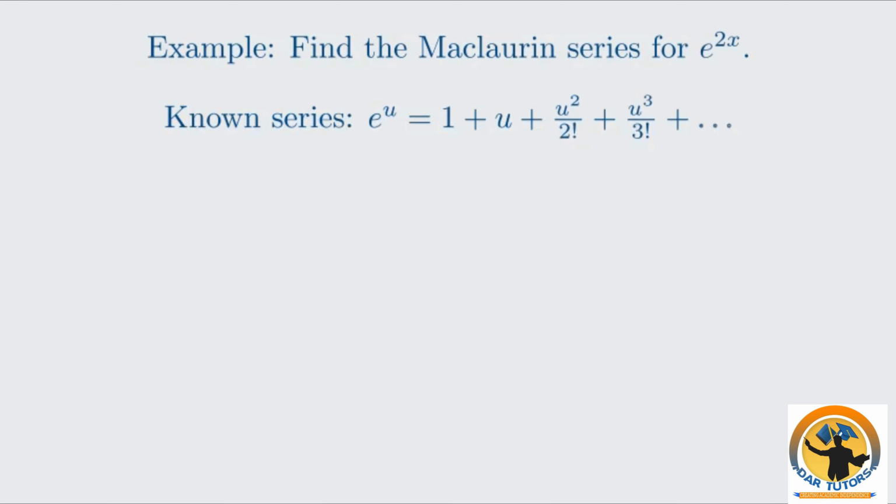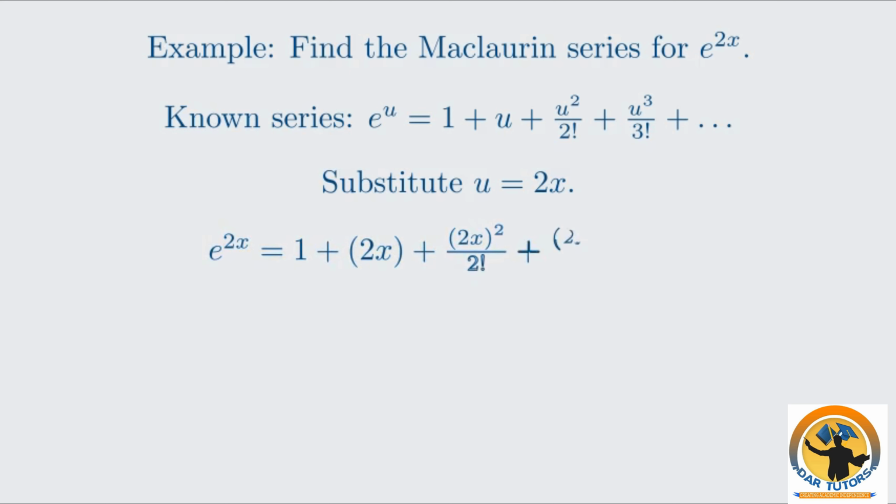Suppose we want to find the Maclaurin series for e to the power of 2x. We know the series for e to the power of u is 1 plus u plus u squared over 2 factorial, and so on. Here our inner function g of x is 2x. So we substitute 2x for every u. This gives us 1 plus 2x plus the quantity 2x squared over 2 factorial plus the quantity 2x cubed over 3 factorial, and so on. Simplifying the terms, we get 1 plus 2x plus 4x squared over 2 factorial plus 8x cubed over 3 factorial, and so on. This is the Maclaurin series for e to the power of 2x.